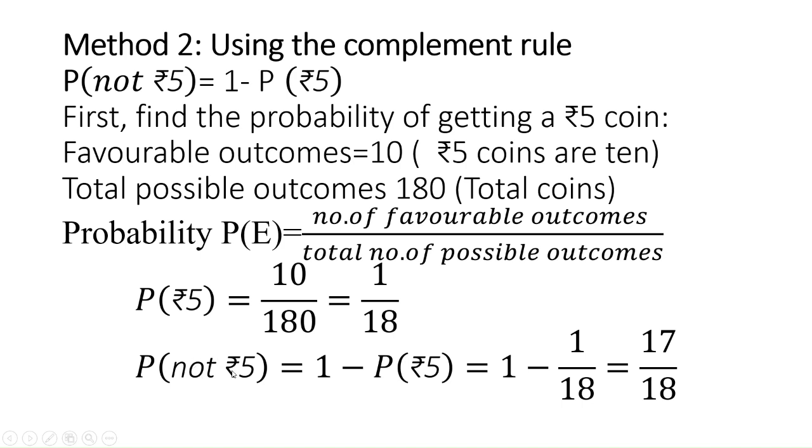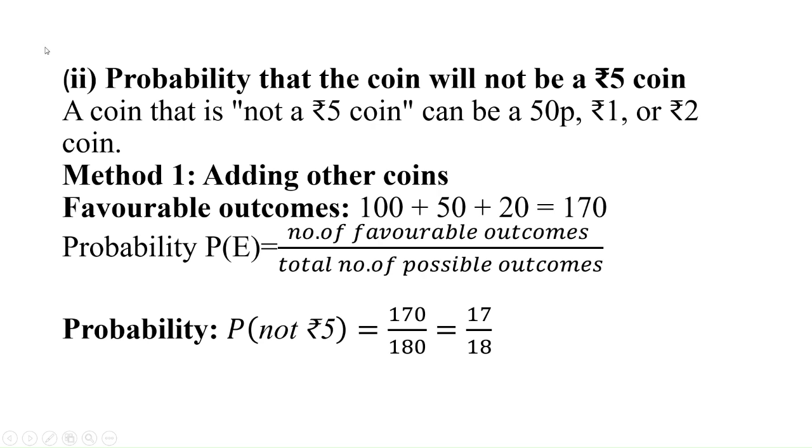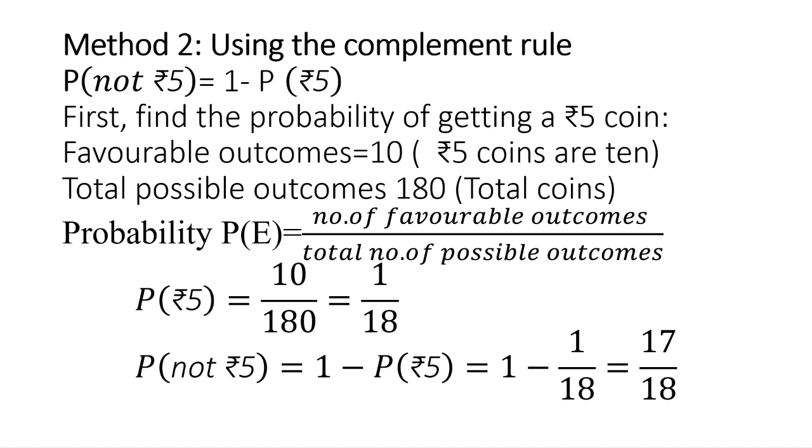So how will we get it? The probability of not getting a 5 rupees coin will be equal to 1 minus the probability of getting a 5 rupees coin. That means 1 minus 1 by 18, that is equal to 17 by 18. So we can use this method as well as the other method, adding the different coins other than the 5 rupees coin, taking them as the favorable outcomes, or finding the probability of getting a 5 rupees coin and subtracting it from 1. Both are correct. However we do it, the probability of not getting a 5 rupees coin is 17 by 18.